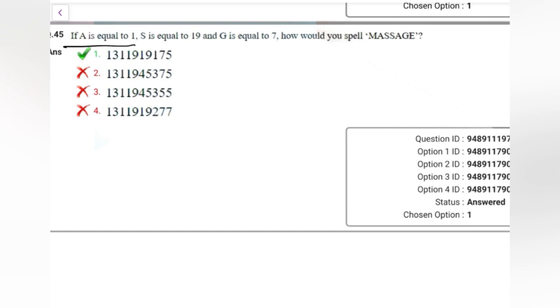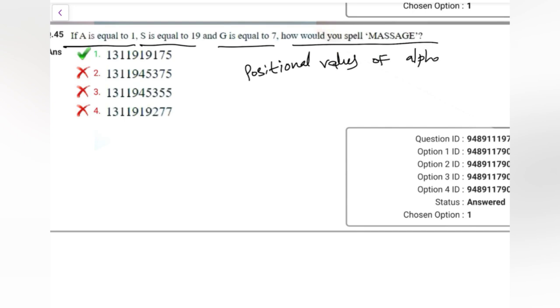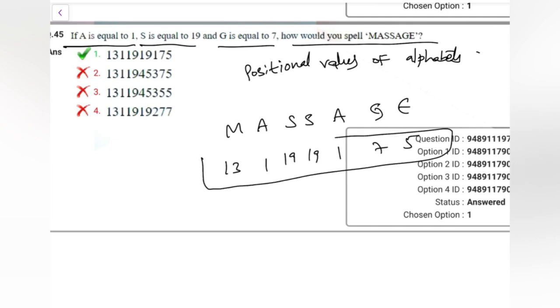If A is equal to 1, S is equal to 19 and G is equal to 7, how would you spell massage? Here they have given positional values. So we can write massage as M is equal to 13, A is equal to 1, S is 19 and A is 1, G is 7 and E is 5. So it becomes 1311919175, which is option 1.